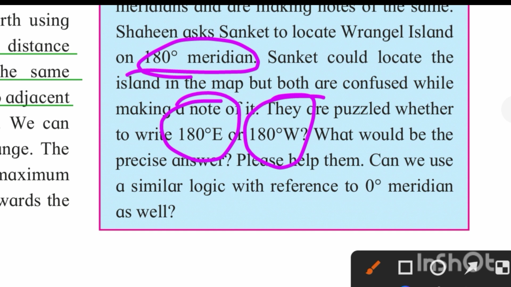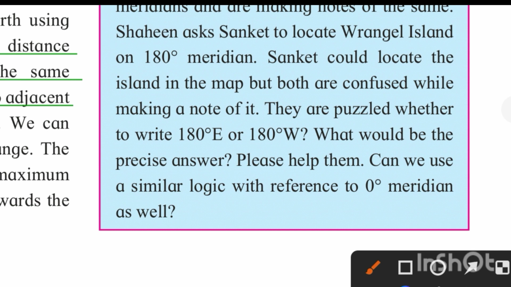What would be the precise answer? We have given the answer. Next, can we use a similar logic with reference to the 0 degree meridian as well? Absolutely right. A similar logic applies for the 0 degree meridian. If there is any country, city or place at 0 degree, you will simply write 0 degree meridian. You will not write 0 degree east or 0 degree west.